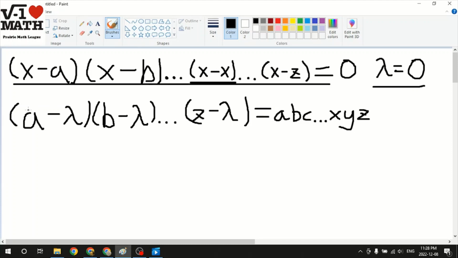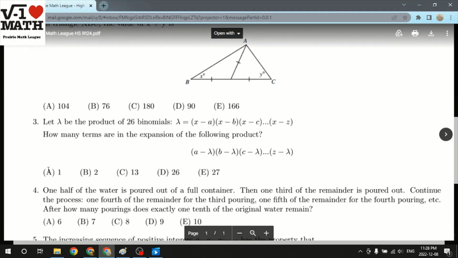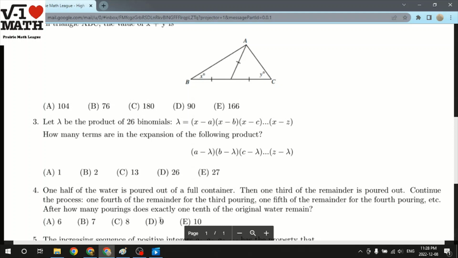And so we have (a minus lambda)(b minus lambda) through (z minus lambda). And if lambda is equal to 0, we can just get rid of lambda in all of this. And we just end up with one term: a, b, c, all the way through to x, y, z. One term. Which means that question 3 answer is A, because it's one term. Honestly, it's a lot less complicated than you expect it to be.